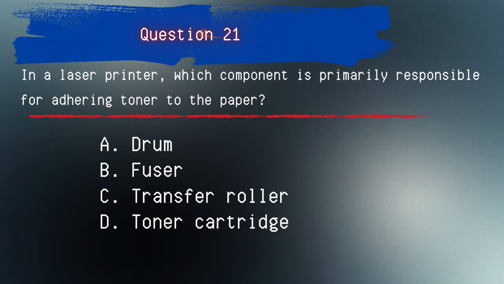Question 21. In a laser printer, which component is primarily responsible for adhering toner to the paper? A, a drum, B, fuser, C, transfer roller, or D, toner cartridge? Correct answer here: B, the fuser. Now, the fuser melts the toner into the paper, ensuring it adheres.